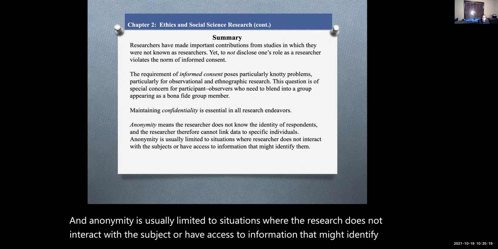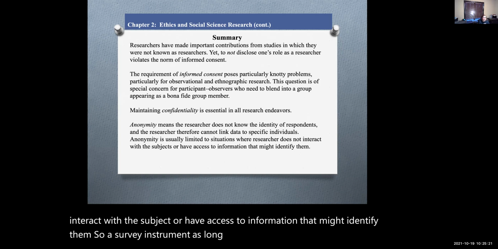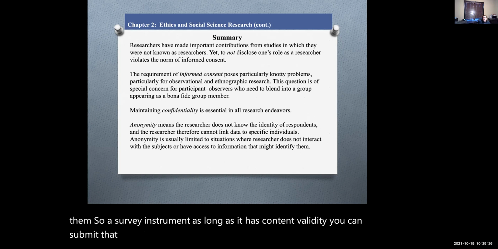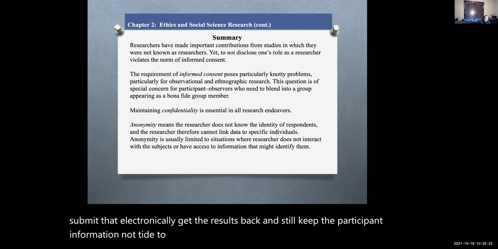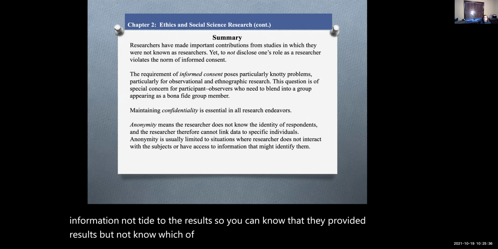So a survey instrument, as long as it has content validity, you can submit that electronically, get the results back, and still keep the participant information not tied to the results. So you can know that they provided results, but not know which of the results they provided. And that would maintain your anonymity in your research.